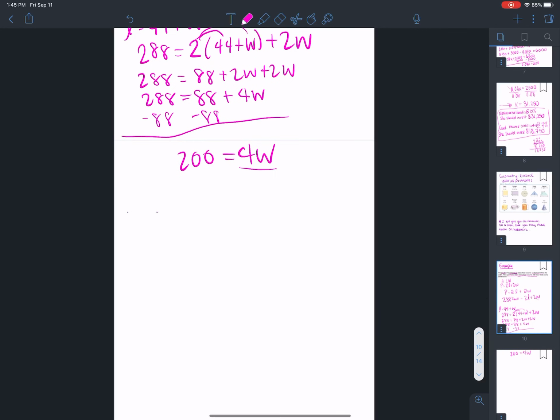Alright, so now we can divide by 4, divide by 4. Your 4's cancel. 4 goes into 200 50 times. So width is 50. So don't box this in. That is not your answer, right? Let's go back up here.